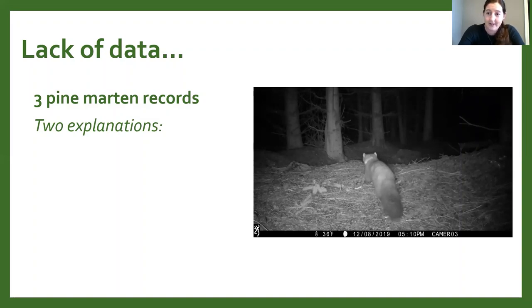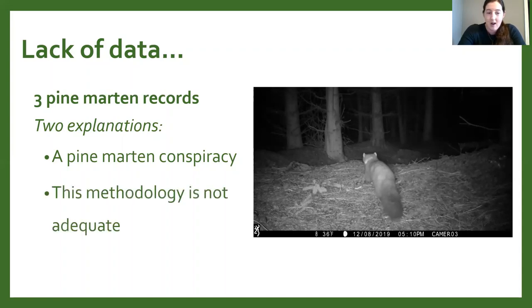Now, there are 2 reasons why this could have happened. Reason one, which I am a fan of, is that the pine martens gathered and decided they were going to mess with our survey by deliberately avoiding our camera traps and trying to ruin things. However, a slightly more scientific reason could be that simply the methodology was not appropriate. So it's quite a big forest and there's not very many pine martens in it.